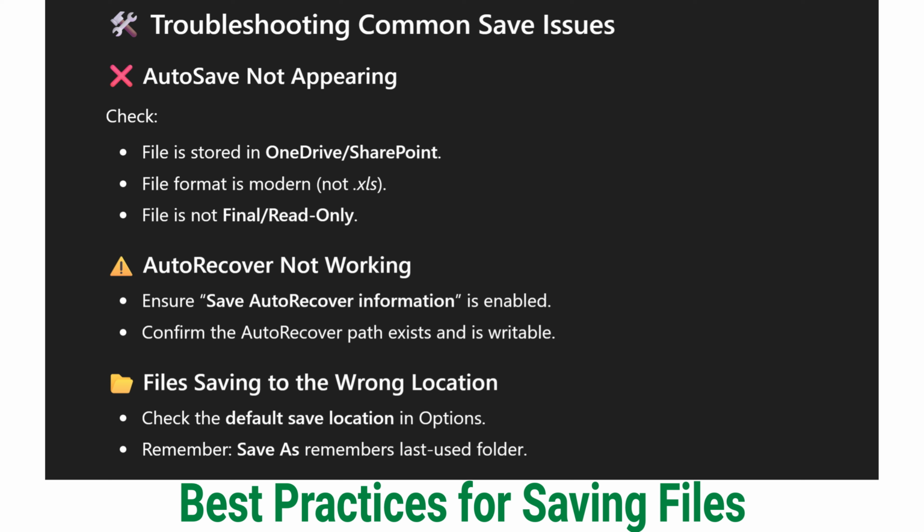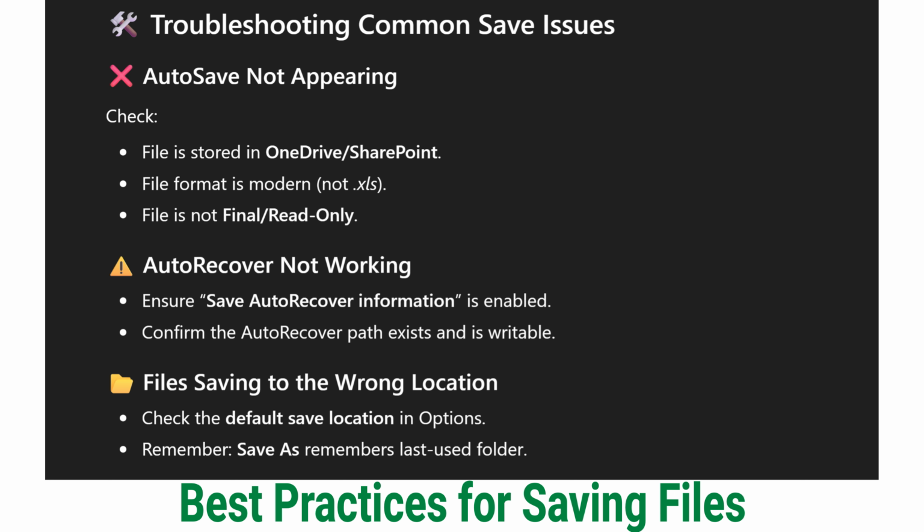Also verify that the AutoRecover file location actually exists on your computer and that you have permission to write files there. If Excel is saving files to an unexpected location, check your default save location setting in Excel options. Also be aware that Save As will remember the last location you used. If you saved to downloads last time, it might default there again.